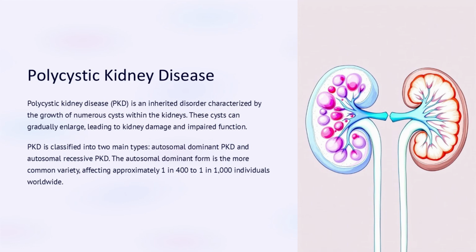Polycystic kidney disease, or PKD, is an inherited disorder where numerous cysts grow within the kidneys. These cysts can gradually enlarge over time, leading to kidney damage and impaired kidney function. There are two main types of PKD: autosomal dominant PKD and autosomal recessive PKD. Autosomal dominant PKD is the more common variety, affecting around 1 in 400 to 1 in 1,000 people globally. The image on this slide shows a detailed illustration of polycystic kidneys, with cysts of varying sizes across the kidneys.